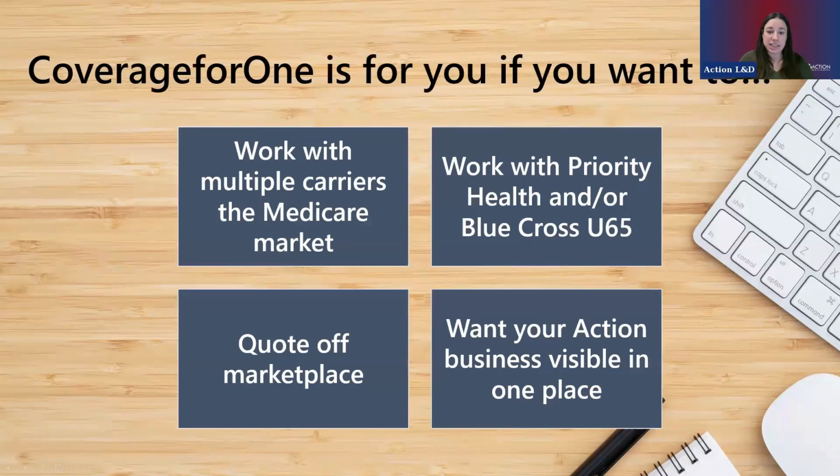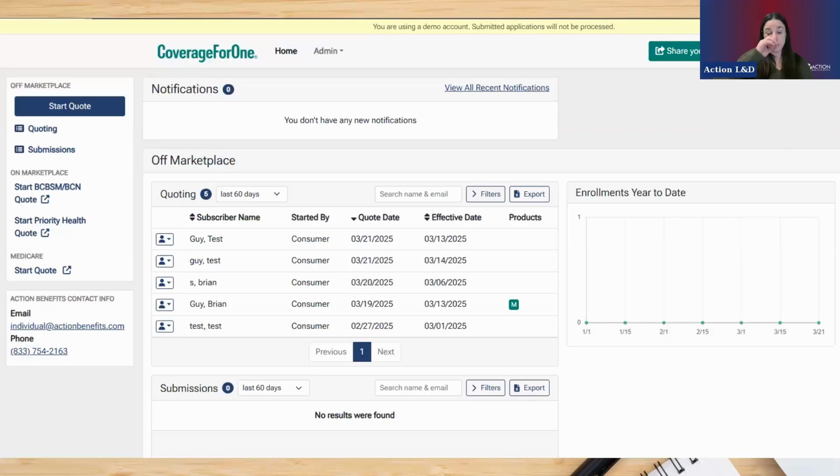So coverage for one is for you if you want to work with multiple carriers, with multiple carriers, I should say, in the Medicare market. It is a quoting and enrollment tool. It does work with Priority Health and Blue Cross for under 65. It does allow you to quote off the marketplace, and it does give you a one pane of glass to view your business.